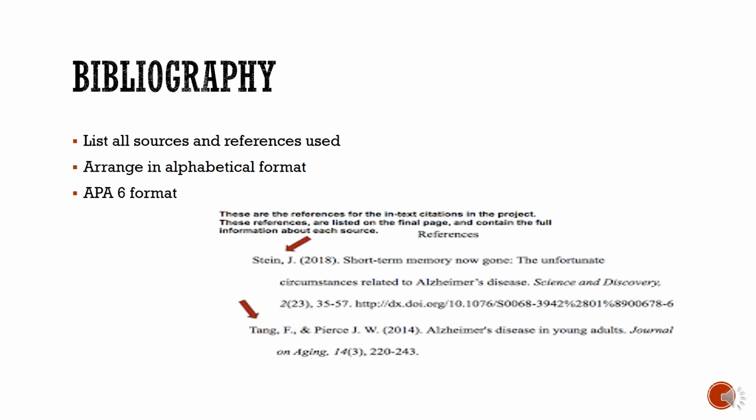Then when you cite po your bibliography para po wala tayong plagiarism, please list all resources that you use, arrange them in alphabetical format, and use APA6 format. For example, ito po. For the author, nakaspecify po siya, align left, and then yung second and succeeding lines po ay naka-flush left.